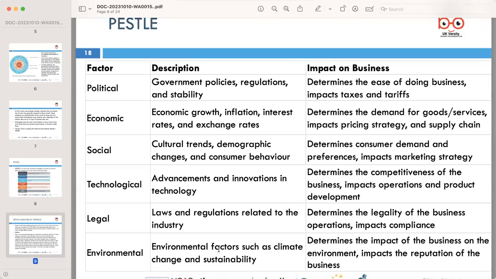Then legal factors: laws and regulations related to the industry determine the legality of the business, operations, and impact compliance. So legal factors pertain to laws and regulations related to the industry. They determine the legality of business operations and impact compliance.